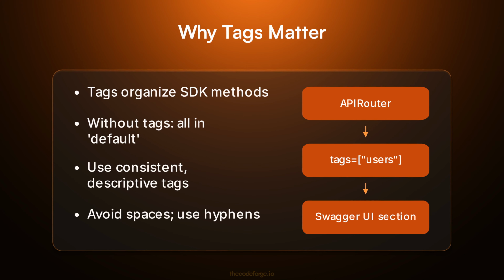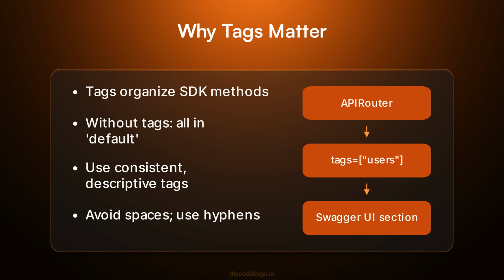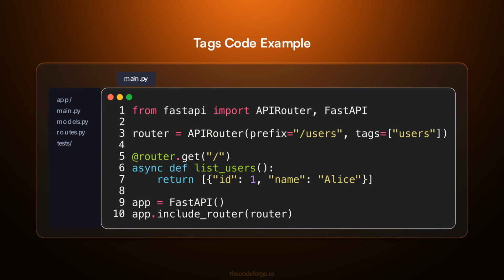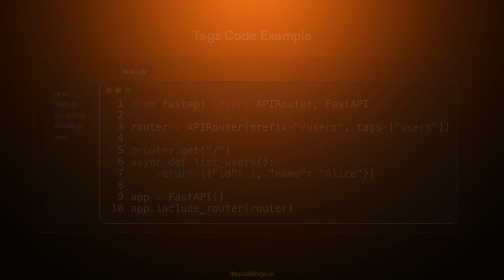Tags are not just for grouping endpoints in Swagger UI. They determine how client SDKs organize methods. Without tags, every endpoint goes into a default bucket, a nightmare for anyone consuming your API. Here we define a router with the user's tag. All endpoints in this router will appear under that tag in the docs.